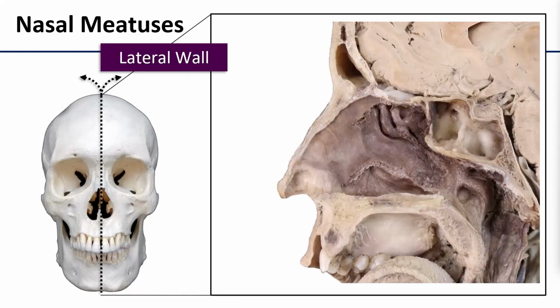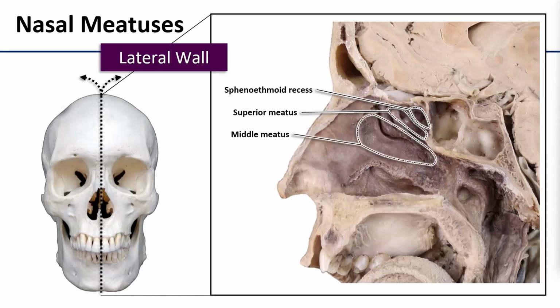All right, these spaces that sit laterally or deep to the conchae are referred to either as a recess or a meatus. The sphenoethmoid recess and superior nasal meatus sit deep to the superior conchae. The middle meatus sits deep to the middle nasal concha, and the inferior is deep to the inferior concha.